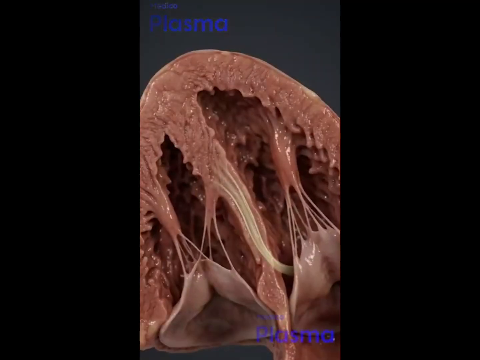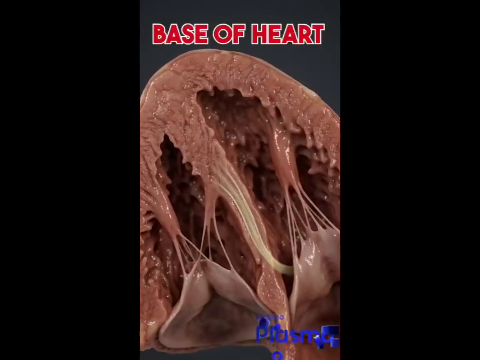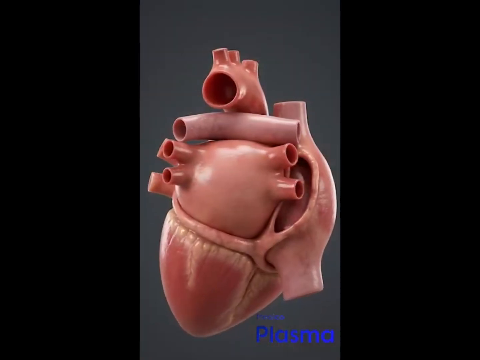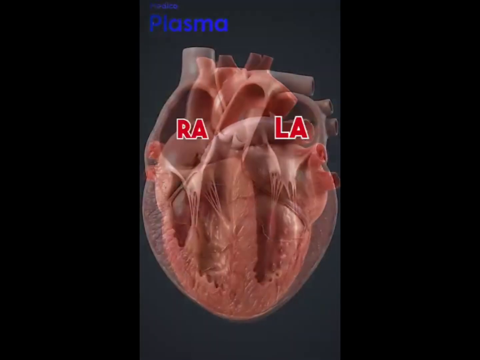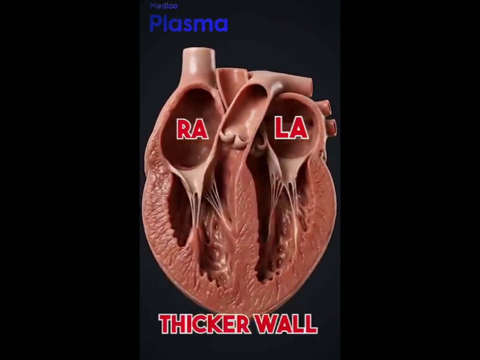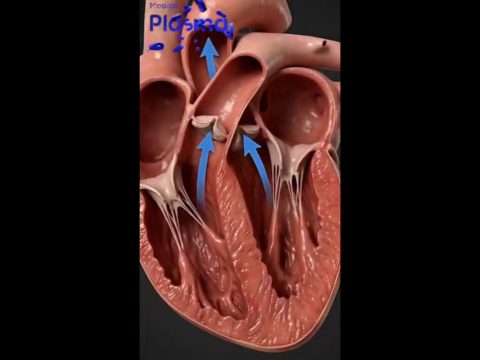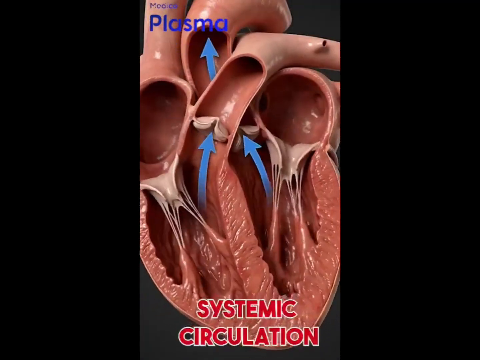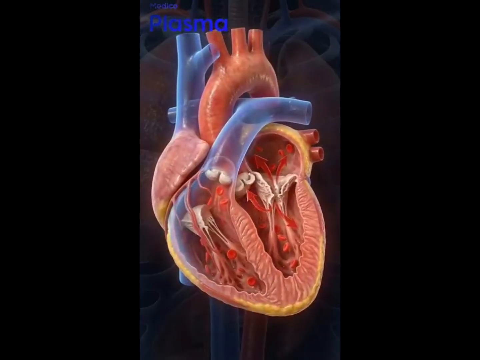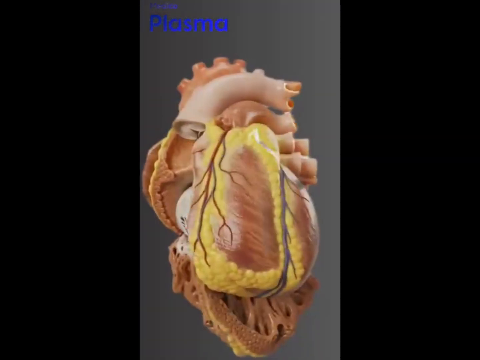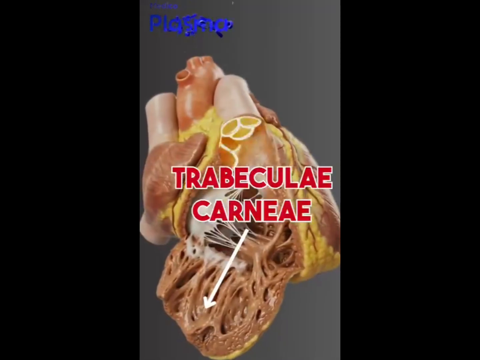On the left side, the left atrium forms the base of the heart and receives oxygenated blood from 4 pulmonary veins, with a small tubular auricle. The left ventricle has much thicker muscular walls than the right because it must generate high pressure for systemic circulation. It contains 2 large papillary muscles supporting the mitral valve and shows finer, more numerous trabeculae carneae.